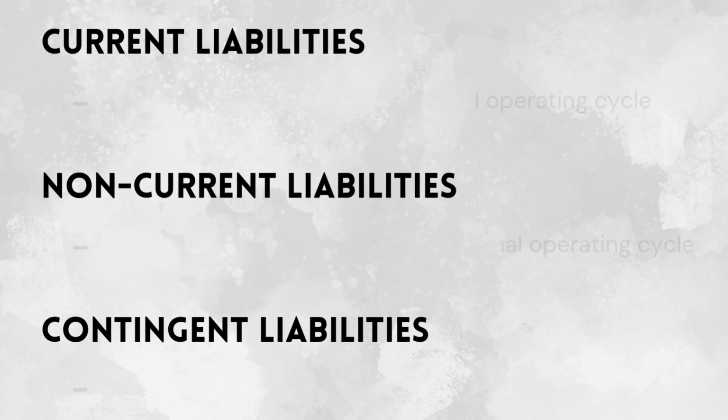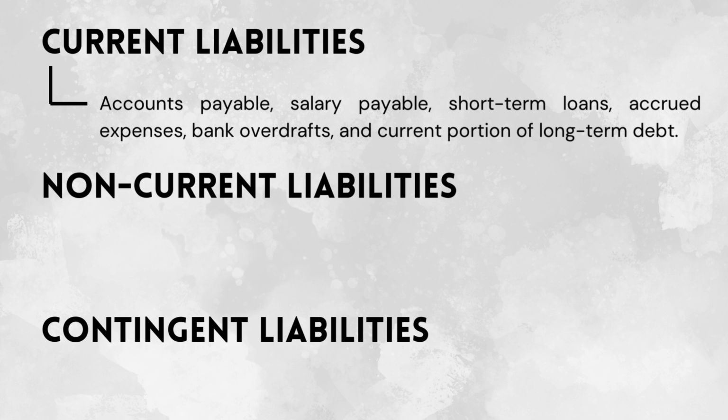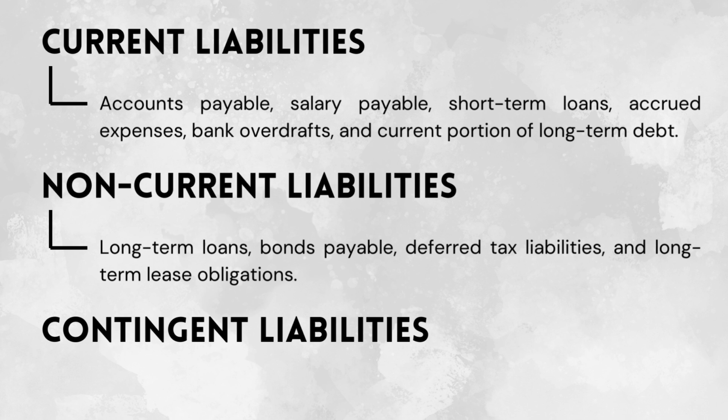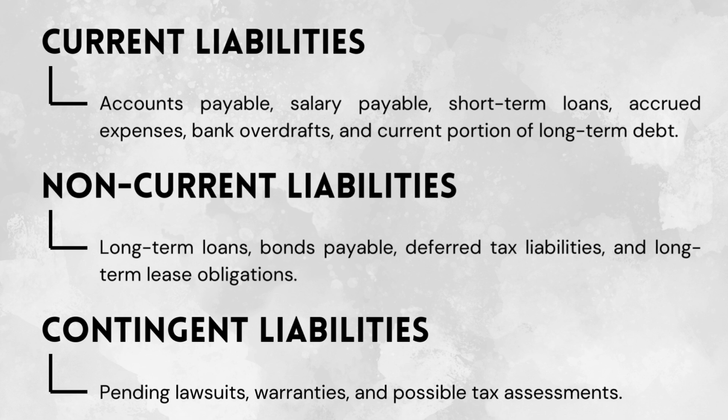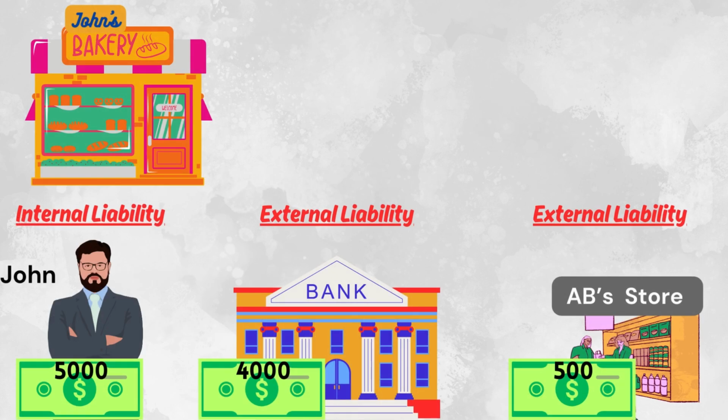Examples of current liabilities include accounts payable, salary payable, short-term loans, accrued expenses, bank overdrafts, and current portion of long-term debt. Examples of non-current liabilities include long-term loans, bonds payable, deferred tax liabilities, and long-term lease obligations. Examples of contingent liabilities include pending lawsuits, guarantees, warranties, and possible tax assessments. In our earlier example of John's bakery, the long-term bank loan of $4,000 is a non-current liability, whereas the amount due to AB Store is a current liability.